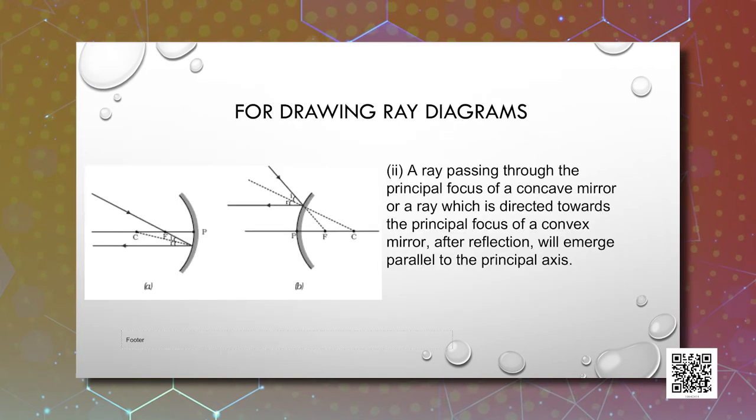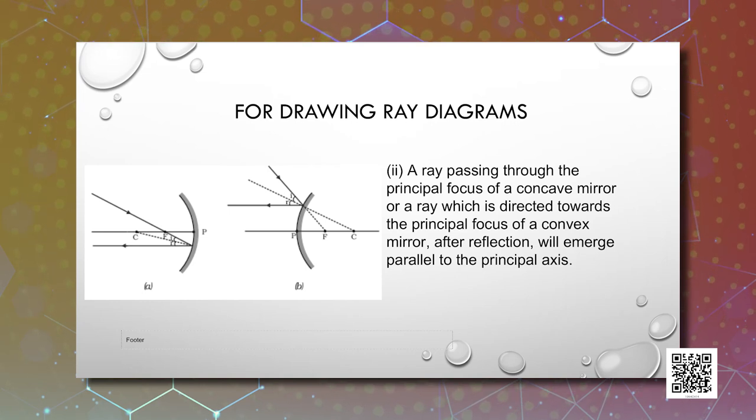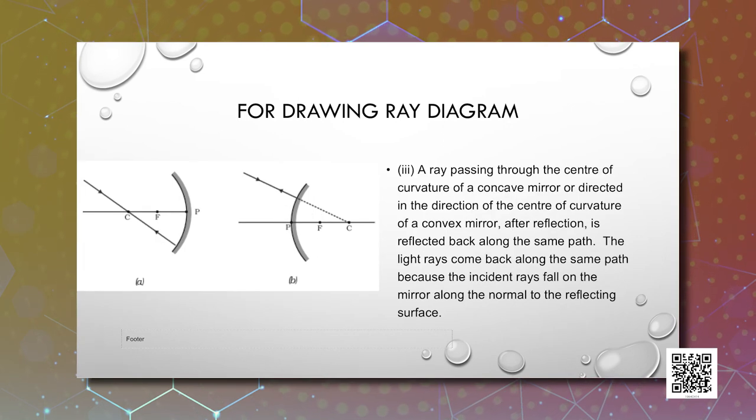A ray passing through the principal focus of a concave mirror, or a ray which is directed towards the principal focus of a convex mirror after reflection will emerge parallel to the principal axis. A ray passing through the center of curvature of a concave mirror, or directed in the direction of the center of curvature of a convex mirror after reflection, is reflected back along the same path.